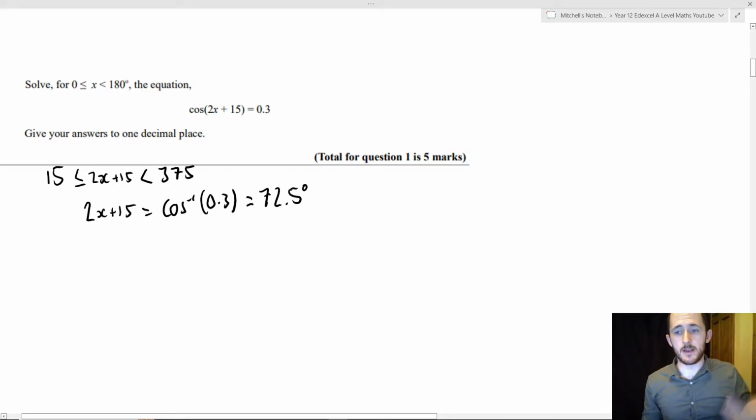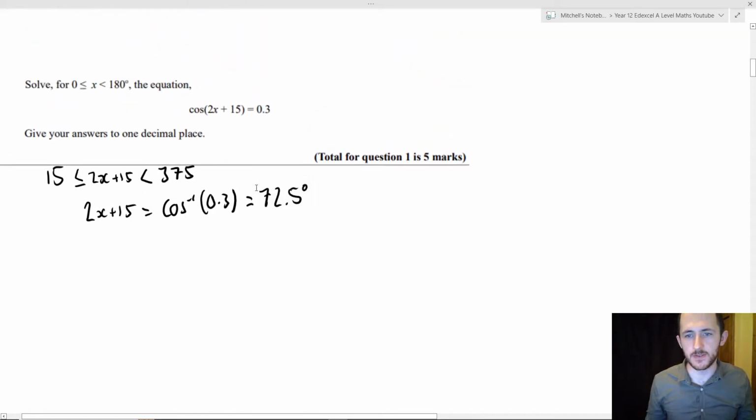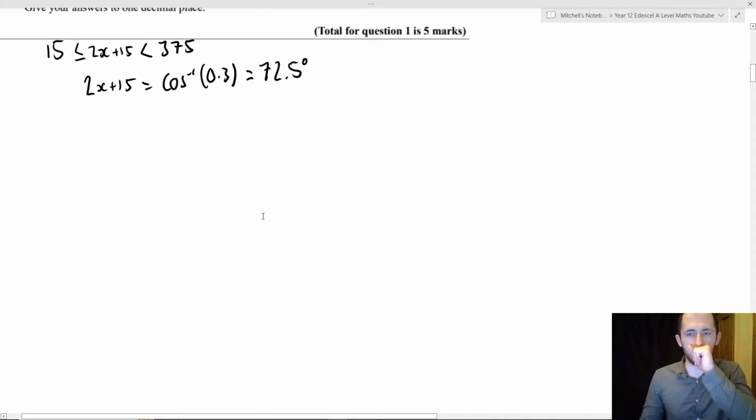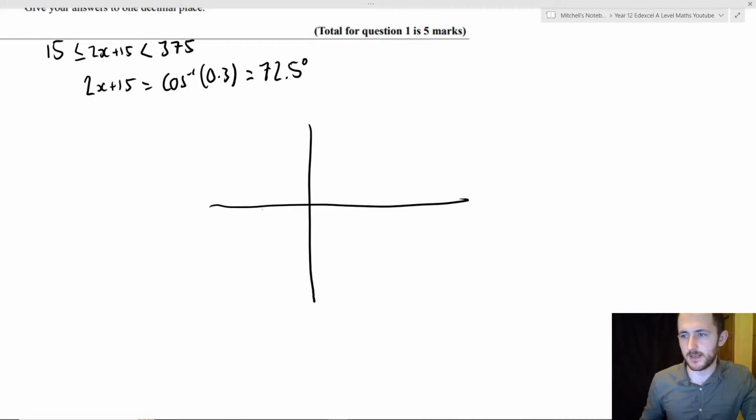Now we go straight to the CAST diagram. We're going to ignore the 2x + 15 for now and do that right at the end. Now we're going to find all of our values in the range of 15 to 375. So again, our first value, and again we can label this CAST. The angle that we get from working out on our calculator, we always put in the All column.